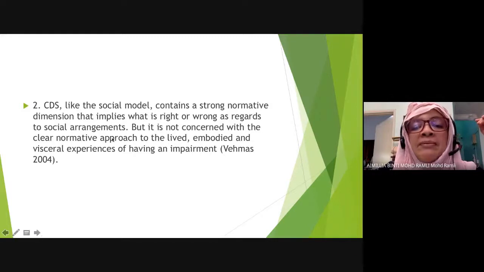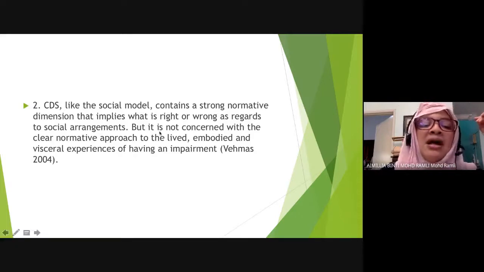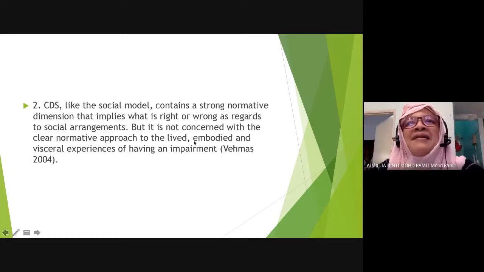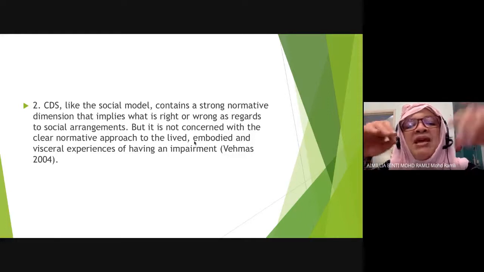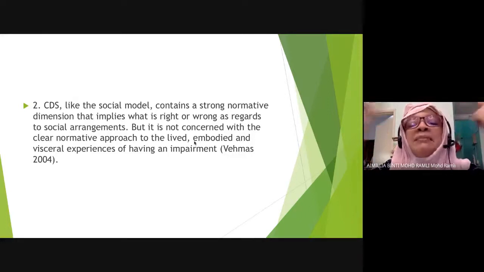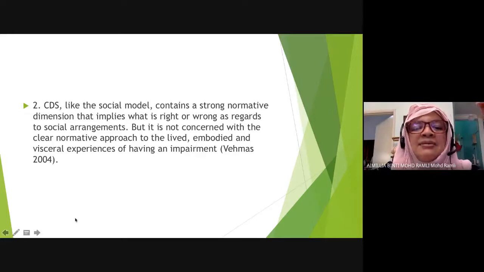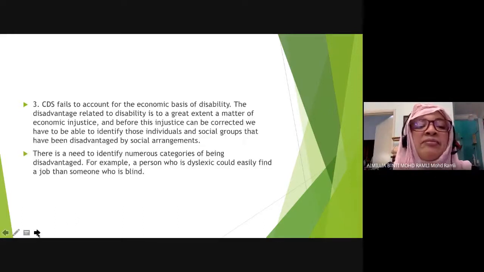CDS is concerned with how society treats disabled people, but it is not concerned with how disabled people live their lives. They are not concerned with the different experiences of having disabilities, but are more interested in how society views disabled people. So this is the delimitation.